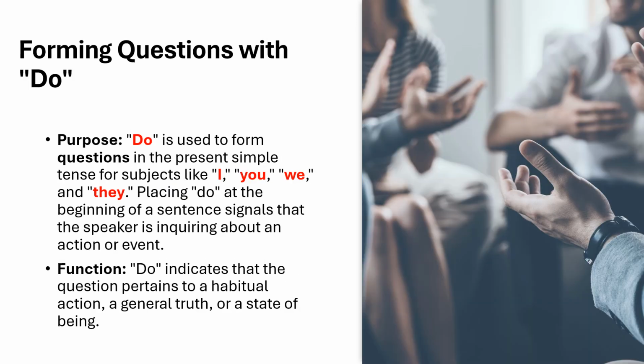Forming questions with do. Do is used to form questions in the present simple tense for subjects like I, you, we, and they. Placing do at the beginning of a sentence signals that the speaker is inquiring about an action or event. Do indicates that the question pertains to a habitual action or a general truth.